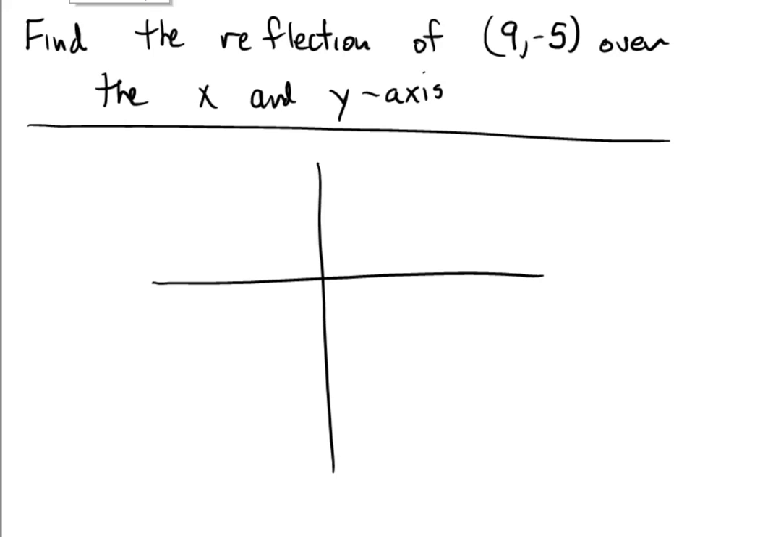Okay, let's find the reflection of the point (9, -5) over both the x and the y-axis. So if I come out here, that's approximately 9, and then I'll go down to about here, which is negative 5. So that point right there seems to be about (9, -5). Now remember, the horizontal axis is called the x and the vertical axis is called the y.